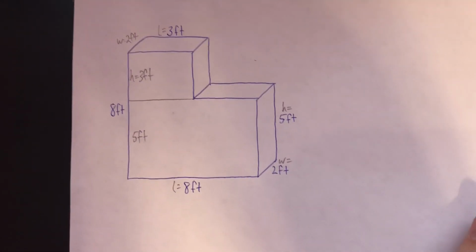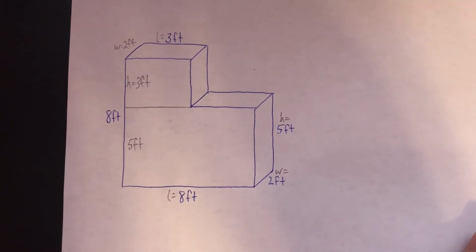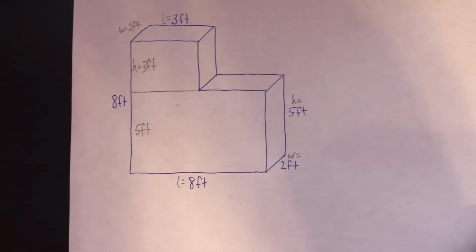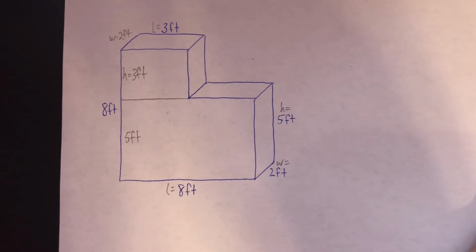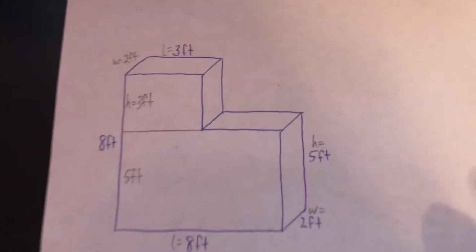All right, so in a second you're going to pause it so you can find the volume of each and then add together, and we'll see if we get the same answer as before. All right, so go ahead and pause it now, find the volume of each, and don't forget to add together. Go ahead and pause it. All right, so let's go ahead and check, see how we did.